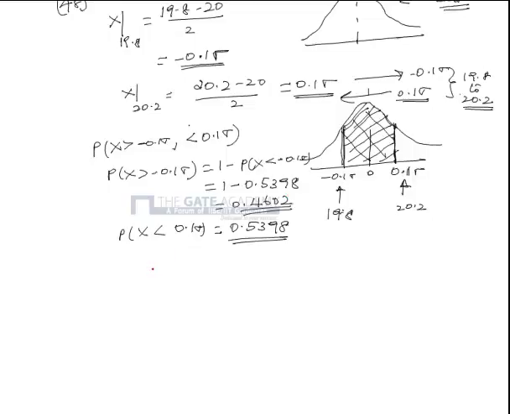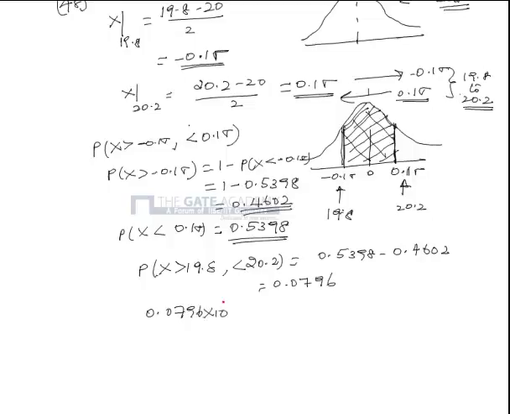Now for P of x greater than 19.8 and less than 20.2, I have to subtract 0.4602 from 0.5398. So I get 0.0796. If I multiply this with the total number of transistors, that is 10 power 5, what I get is 7960. So these many transistors have a value between 19.8 and 20.2.